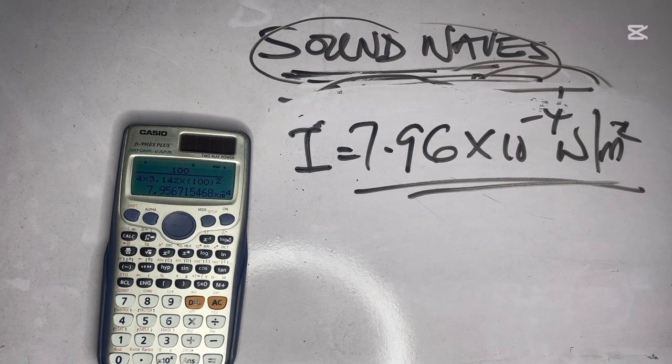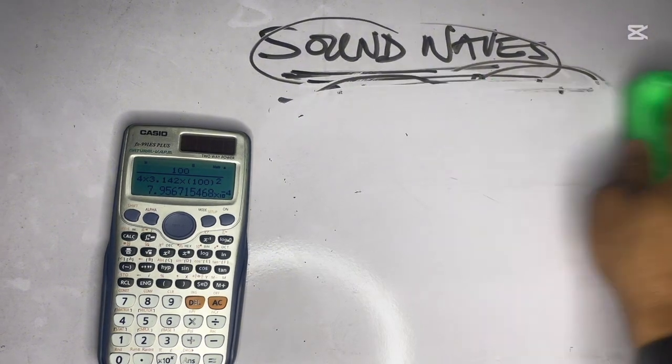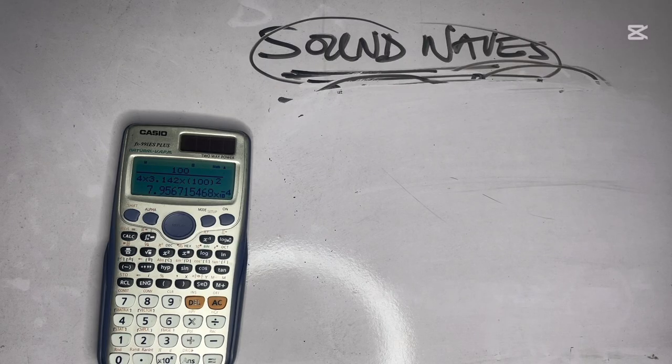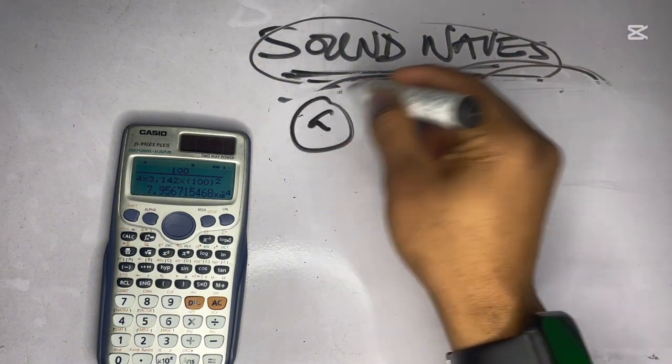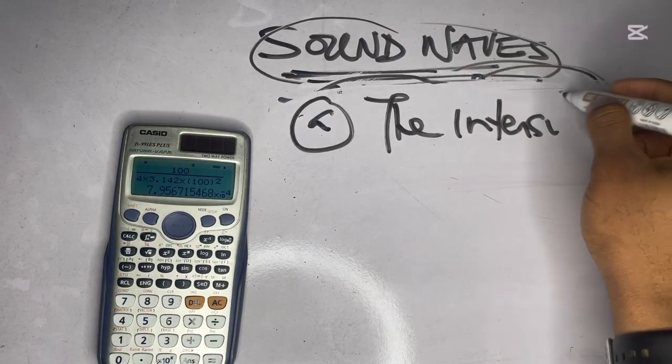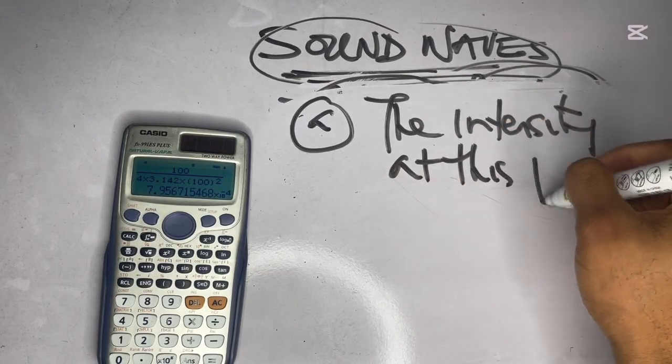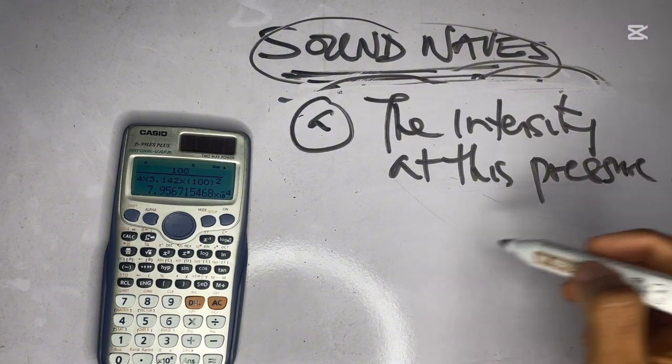That is our answer. So let's look at example 3. When the sound pressure in the air exceeds 30 Newton per meter squared at 1000 hertz, hertz of course being the unit for frequency, the human ear feels pain. Now find the intensity at this pressure.